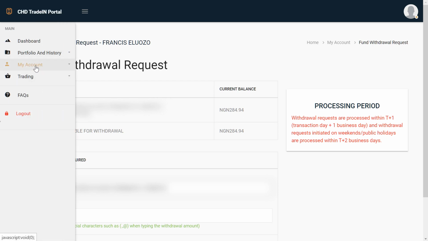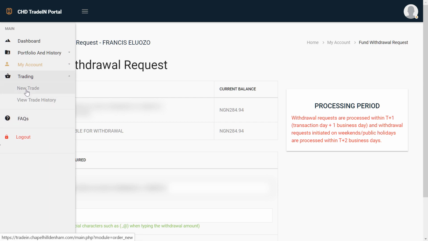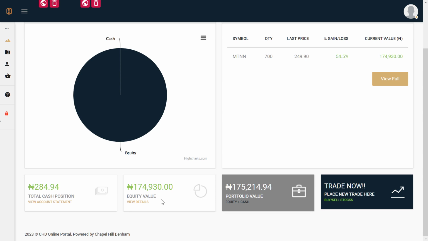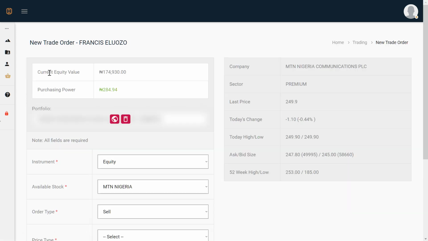So let's go back. And there are two ways you can do this. You can either go down here to trading and go to new trade, or you can just go back to dashboard here and scroll back down to your equity value. Click on buy or sell. In this case, we want to sell. I'm just going to sell maybe 20 units of this. Current equity value, this. Purchasing power, this. This is grayed out because we cannot withdraw this. This is what we're going to be able to withdraw.